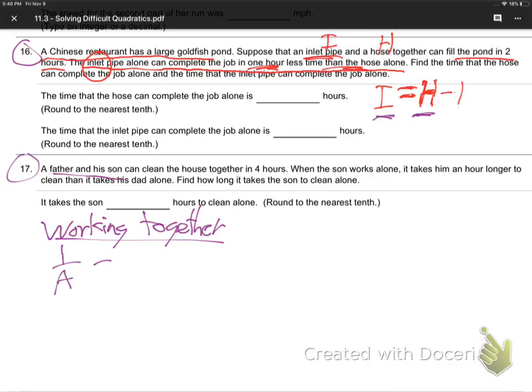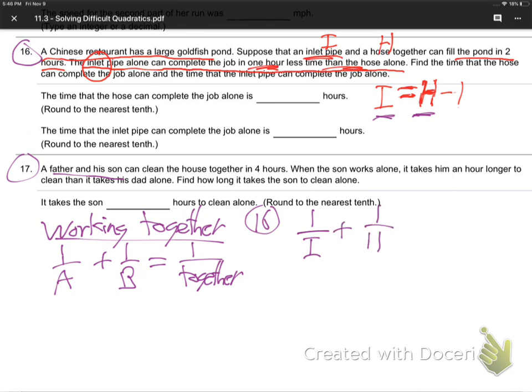It's 1 over A plus 1 over B is 1 over together. So for number 16 here, it's going to be 1 over the inlet pipe plus 1 over the hose is 1 over the together, because the A and the B, the two things, are the inlet pipe and the hose. And do they tell us the together time? Oh yeah, suppose that inlet pipe and a hose together can fill the pond in 2 hours. So that's where the 2 goes, because that's the together.